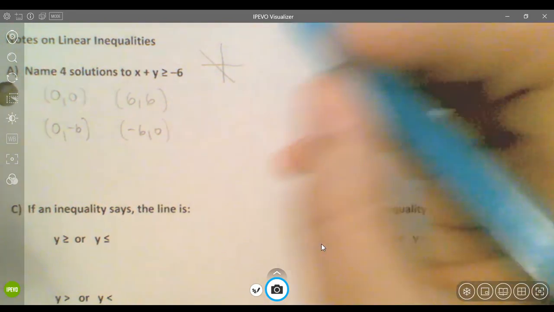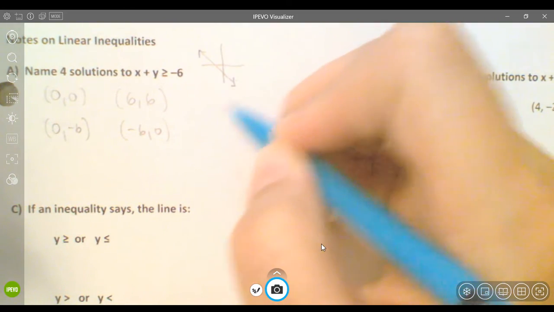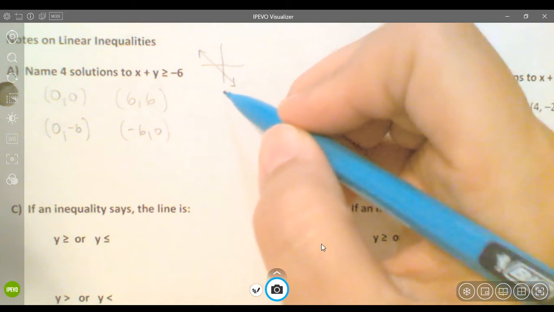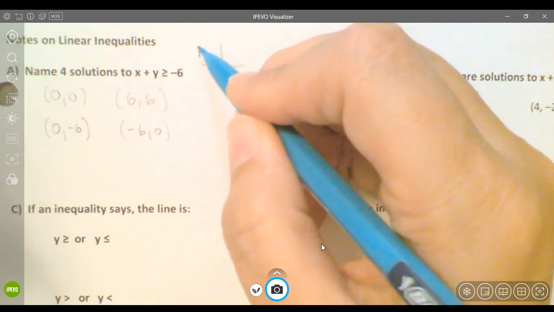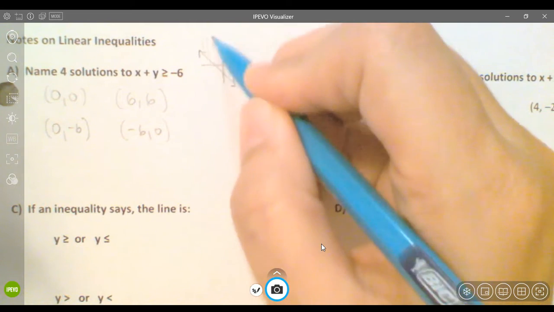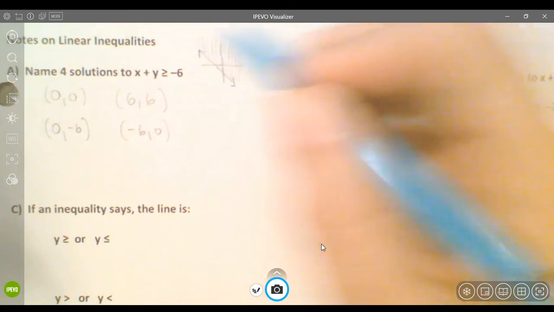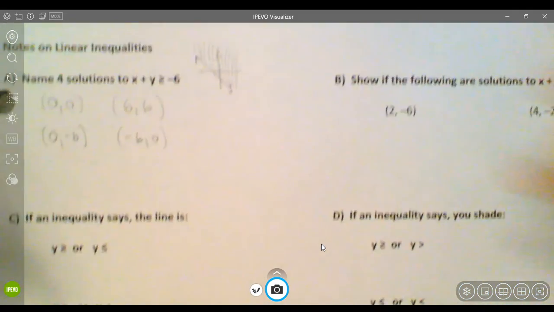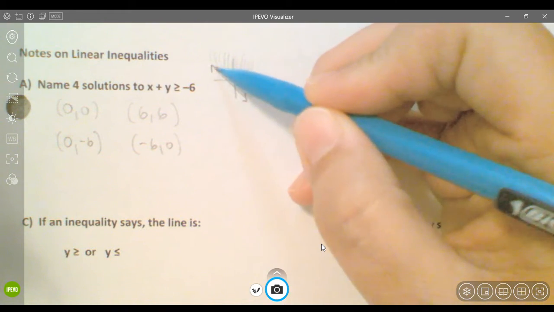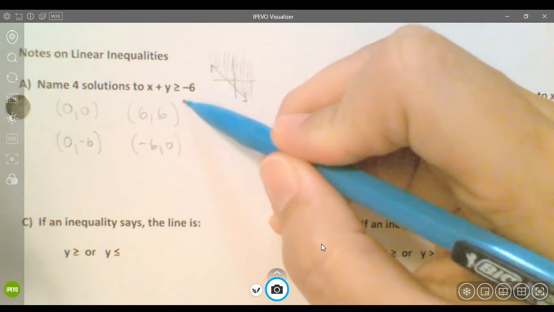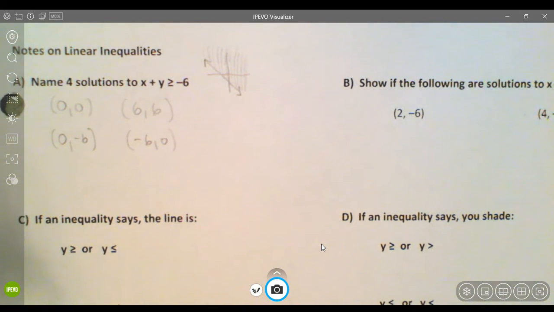So what I've done is I've taken everything within a line and I've actually extended more solutions. So instead of just being on the line, for this one, I'm going to be on the line and I'm going to be above the line. So any ordered pair I pick within this region or on the line itself will make this a true statement when I substitute. So that's what we're doing.